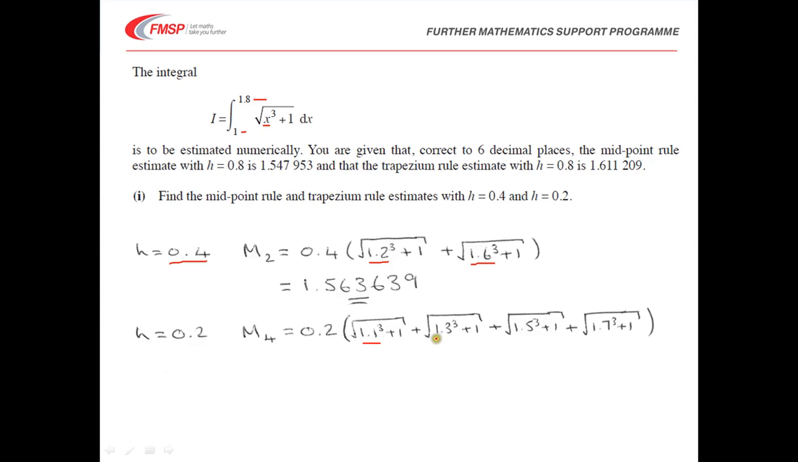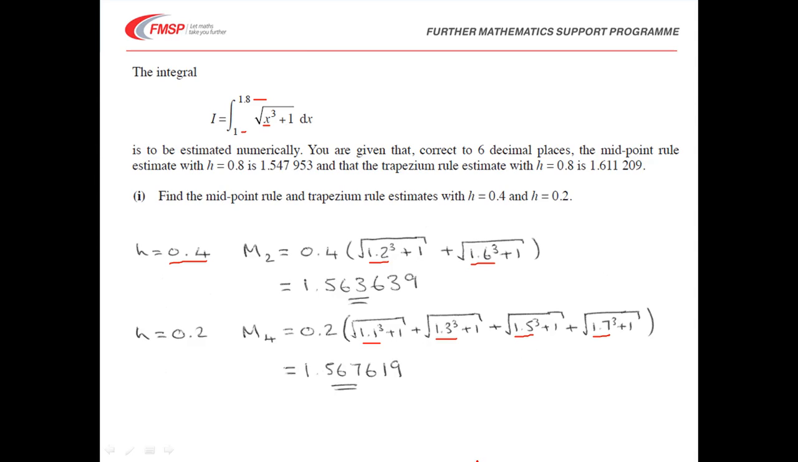From 1.2 to 1.4, halfway is 1.3. From 1.4 to 1.6, there's halfway, and 1.6 to 1.8, there's halfway. And so they're the values that we calculate our heights from. And the width of each of the rectangles is going to be equal to h, which is 0.2. And so we calculate it, and we get that to 6 decimal places.